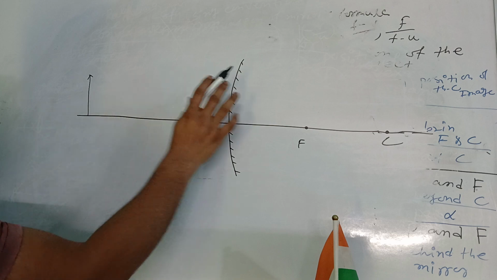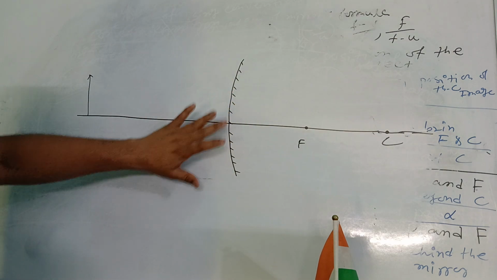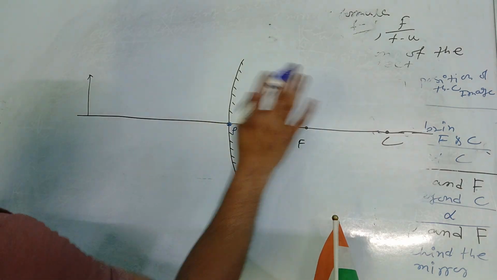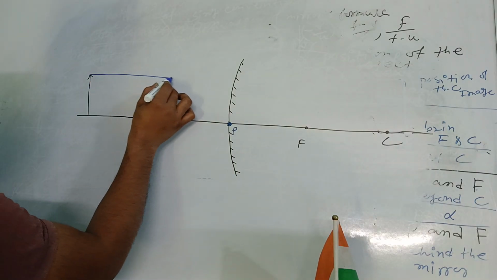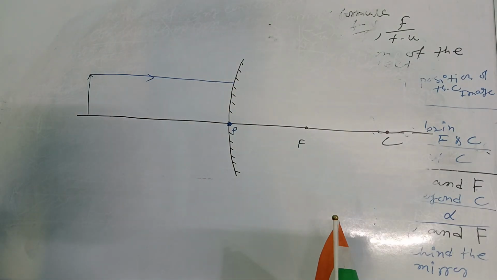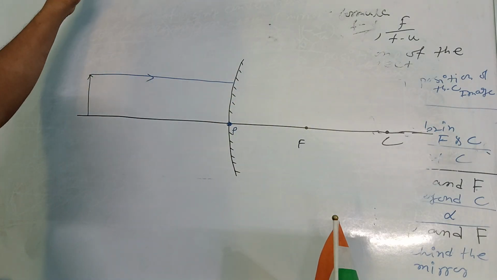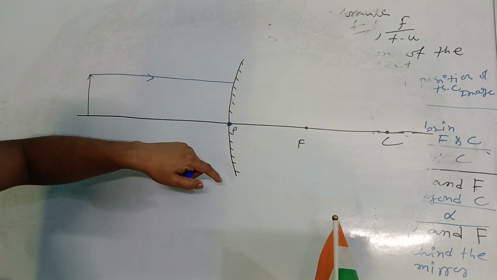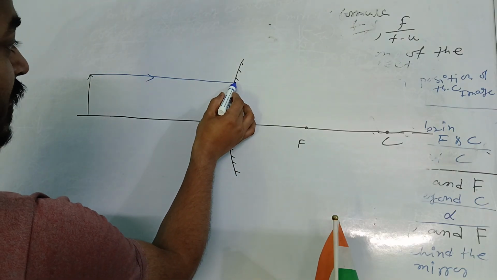So the ray diagram concept is what? This is the object, this is the mirror. This point is the pole, then focus, center of curvature. And I am taking one ray. First I am taking a parallel ray. So when it is parallel, after the reflection, it appears to diverge from the focus. For convex mirror, when the ray is parallel, after the reflection, it appears to diverge.